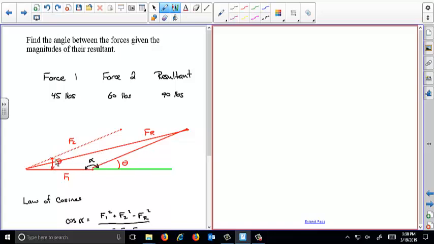So the question is, which angle are we talking about? Because you've got this angle here. Let's say this is force 2, and this is force 1. You see force 2 is longer than force 1. This is the angle theta between the two forces. But if we draw half of a parallelogram here, this diagonal will be the resultant. This will be one side, this will be the other.